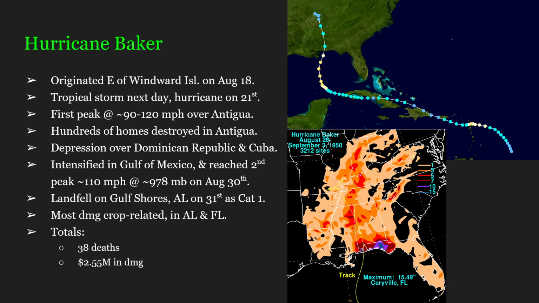In total, I should say, I'm going to start with the totals here. 38 deaths were recorded and a total of 2.55 million US dollars in damage. Out of the 2.55, anywhere from 2.3 all the way up to 2.5, so like 99% of the damage, was crop related, and that crop related damage was done in both Alabama and Florida. The rest of the damage was most likely coming from Antigua.